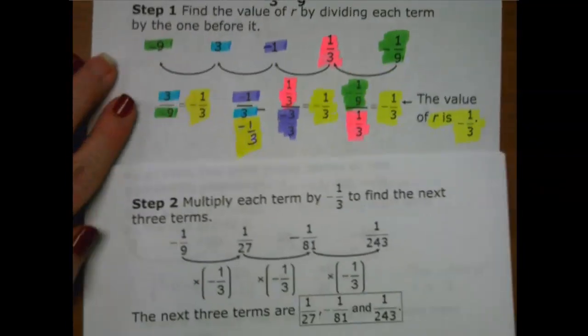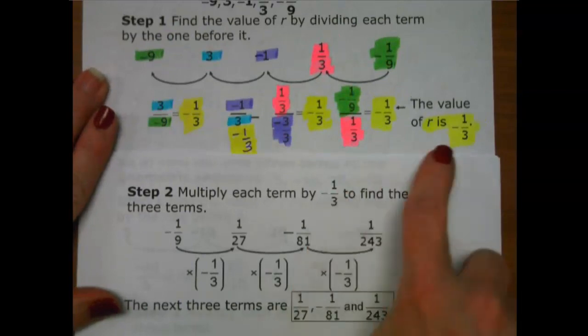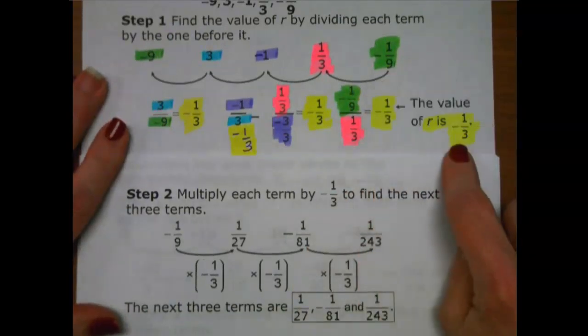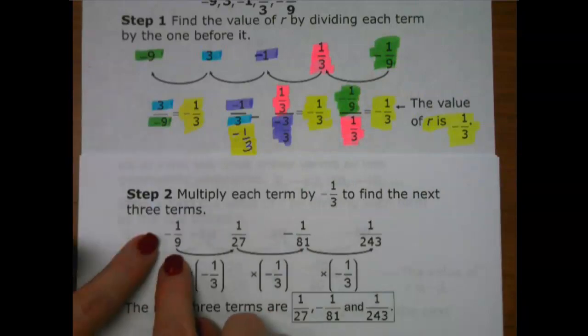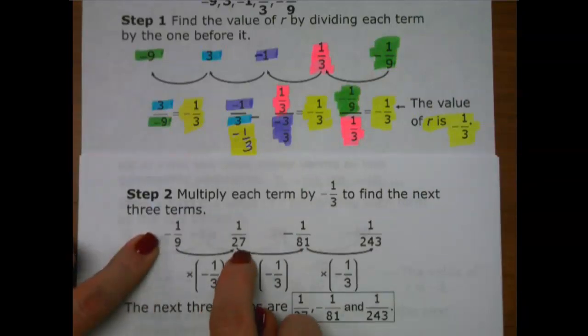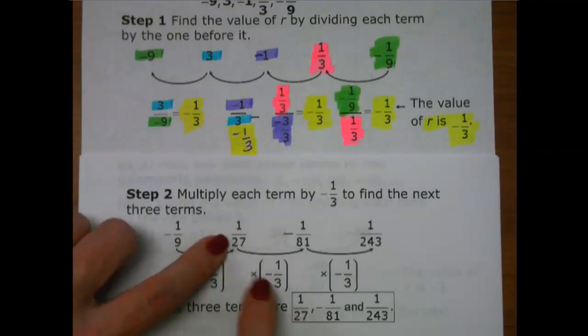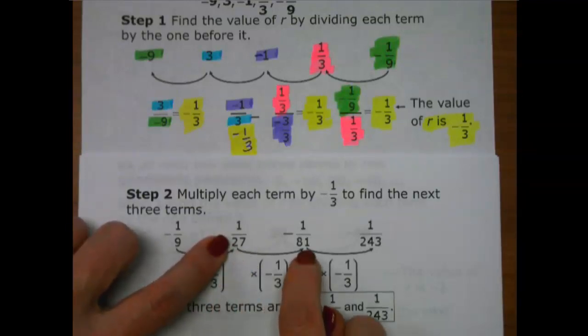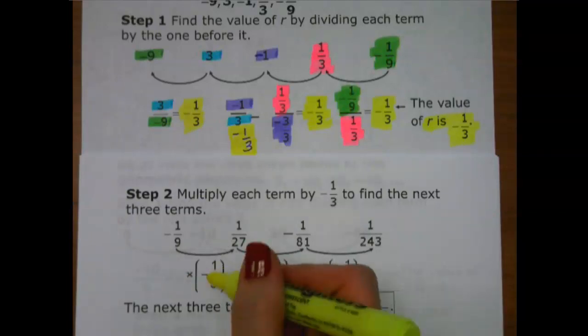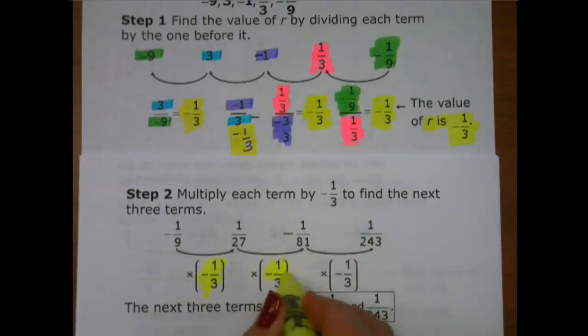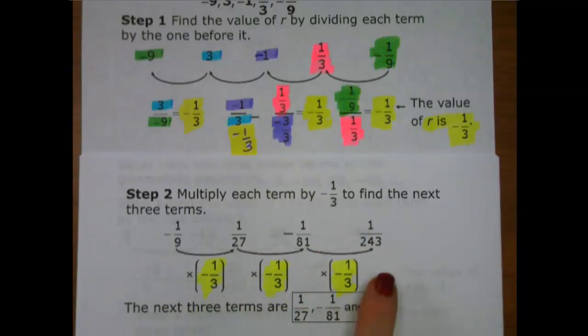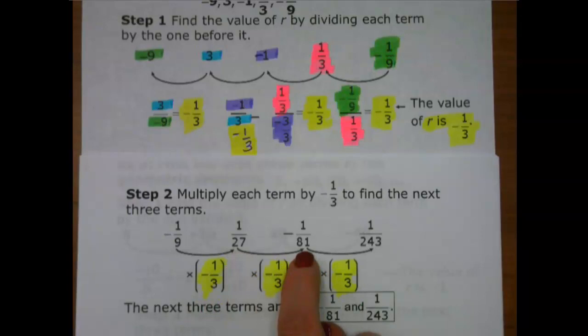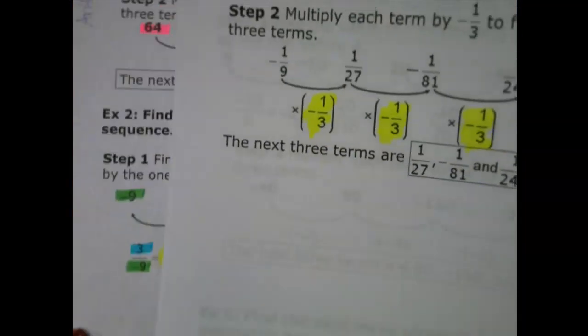So to find the next 3 terms, I'm just going to multiply this last term by -1/3 and do that 3 times. So -1/9 times -1/3 gives me +1/27. 1/27 times -1/3 gives me -1/81. Again, all I'm doing is multiplying by my R value each time to find the successive term, or the next term. That's all that means. So the next 3 terms are 1/27, -1/81, and 1/243.